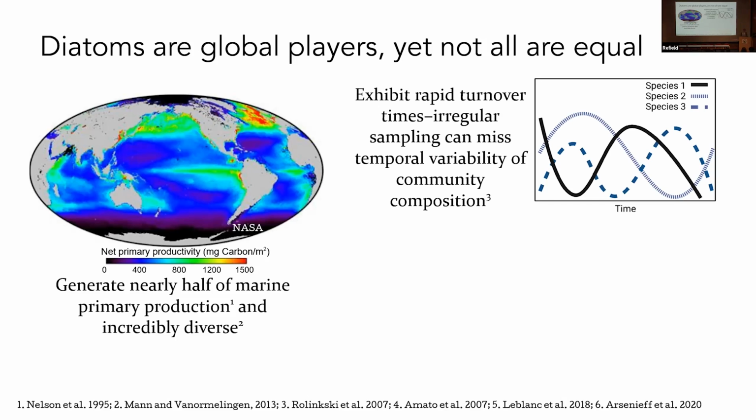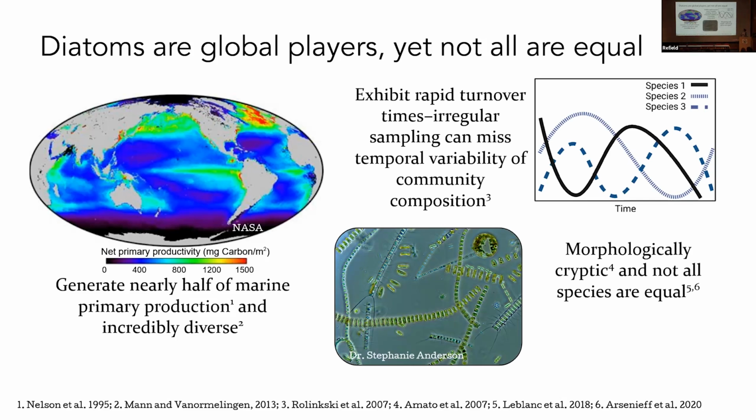As phytoplankton, they exhibit rapid turnover times, and so irregular sampling can miss their ecologically relevant temporal variability and community composition. So even within time series, if we do a time series approach, we can miss the incredible diversity that exists within the diatoms because they can be morphologically cryptic, and not all species are equal. Recent studies have shown that diatoms can be incredibly small, less than 20 microns in size, and are thus likely to be missed by light microscopy.